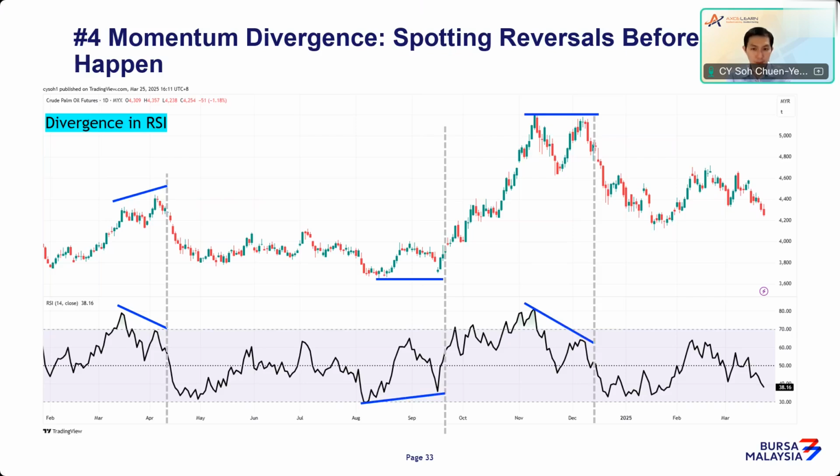And the third one, price is about the same level, but your RSI is actually trending downwards, so it's a divergence. And the last one would be price slightly moving higher, but your RSI actually has lower highs. All right, so this is also another form of divergence. For divergence in RSI, usually we will be looking at a longer time frame, so that you are able to make a comparison whether the momentum is strengthening or weakening.